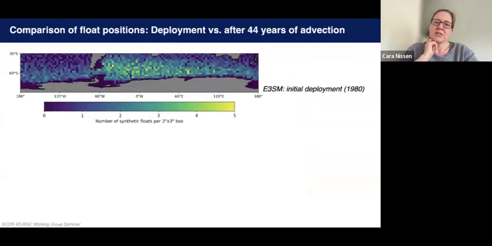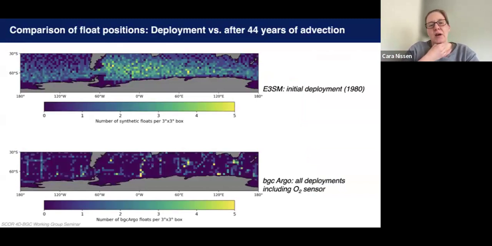So of course, it's interesting to look at how the distribution changes. And here I'm just showing a different way of showing the map that I've shown you before. It's the number of synthetic floats deployed in 1980 per 3 by 3 degree box on a scale from 0 to 5. And just to give you an idea of what that density means in the context of BGC Argo float density, I've just pulled all the deployment locations of BGC Argo floats that carried an oxygen sensor. This is just the deployment positions.